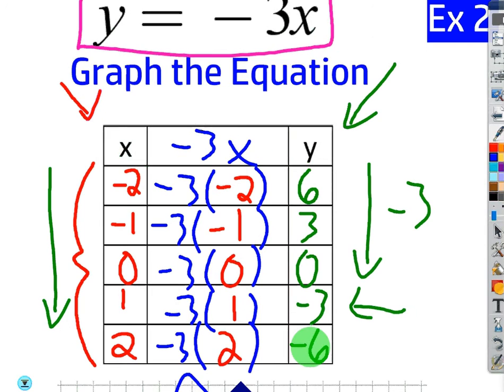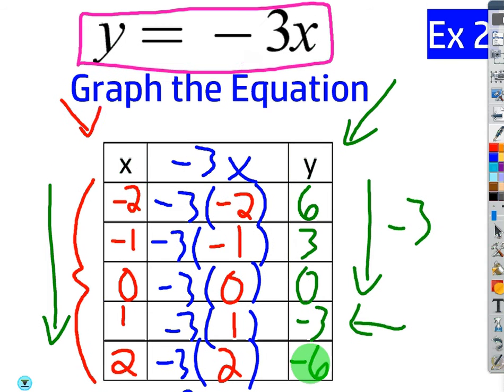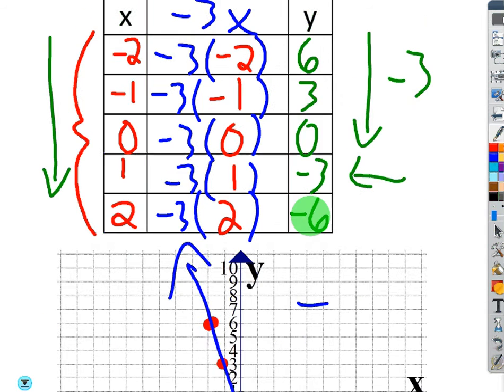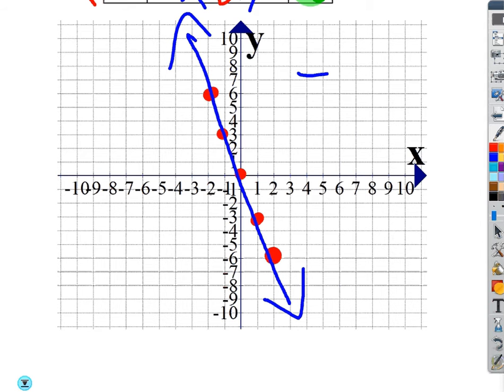Again, I told you guys, if you want to know what the slope is, you can actually just look at this number right here, negative 3. Let's check and see if that's true. Start at any point. I start at this one. I got to go down 3 and then over 1. So down 3 over 1, that would be my slope, negative 3. Any questions on that?